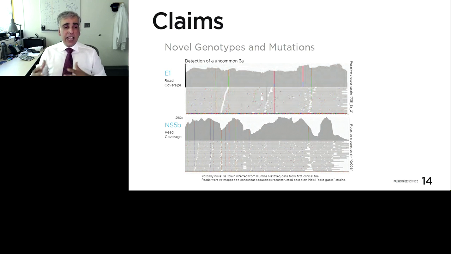The next example is actually a novel 3B. So what it means is that your strain doesn't have to be known, because you're capturing the entire genomic region and you are sequencing that genomic region. You can also detect novel things.